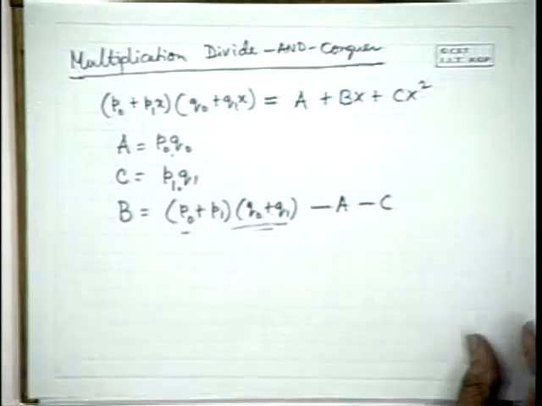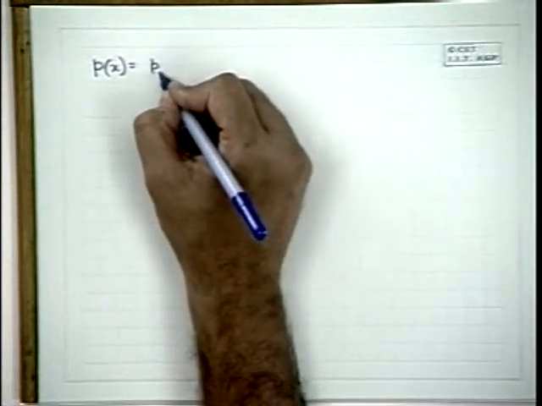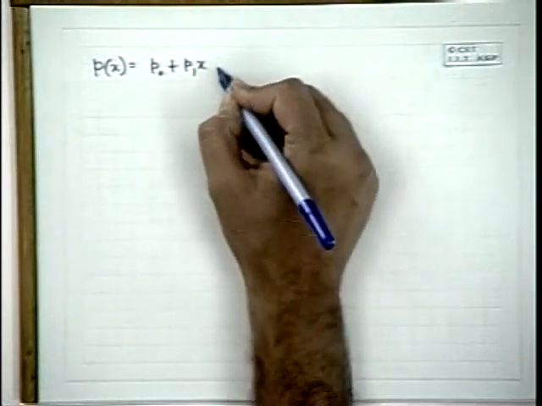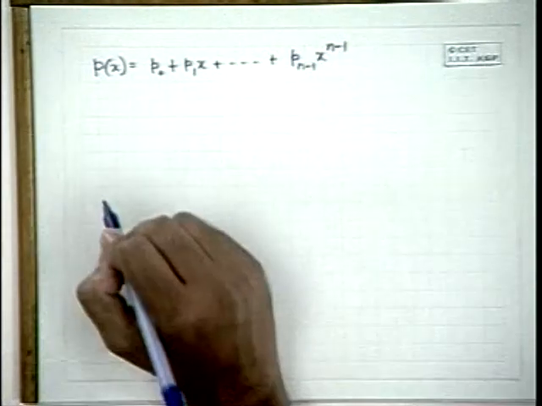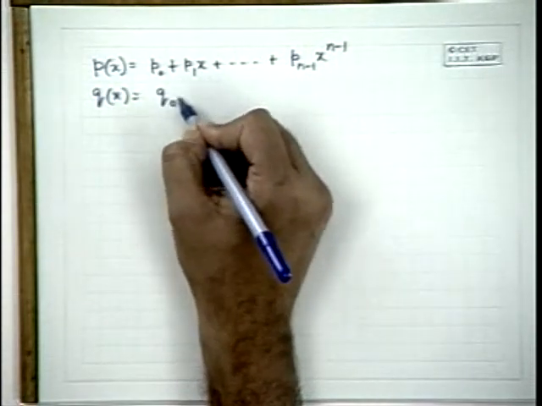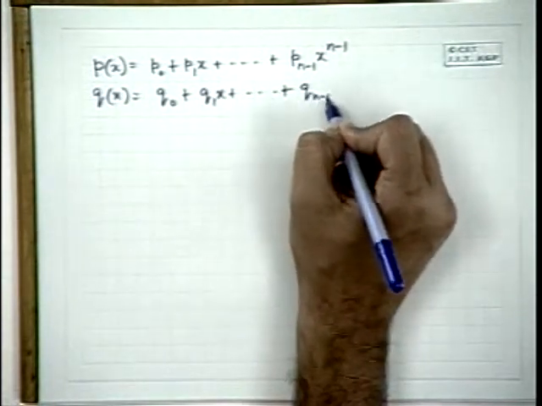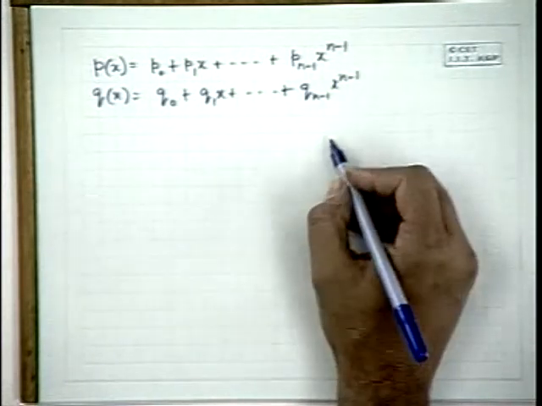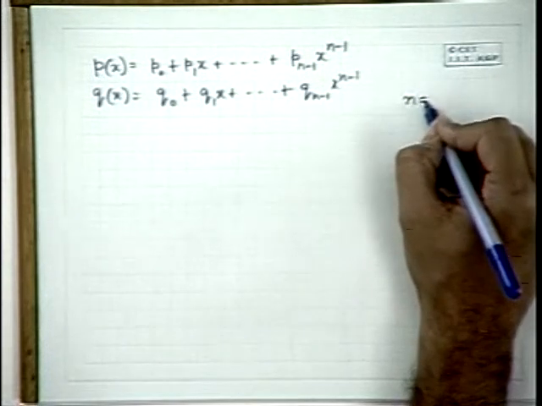Now let us generalize this concept to degree n minus 1 polynomials. Assume we have been given P(x) equal to p0 plus p1x up to p(n minus 1) x^(n minus 1), and another polynomial Q(x), which is q0 plus q1x up to q(n minus 1) x^(n minus 1). I am assuming, for convenience of analysis, that n is equal to 2 to the power k.